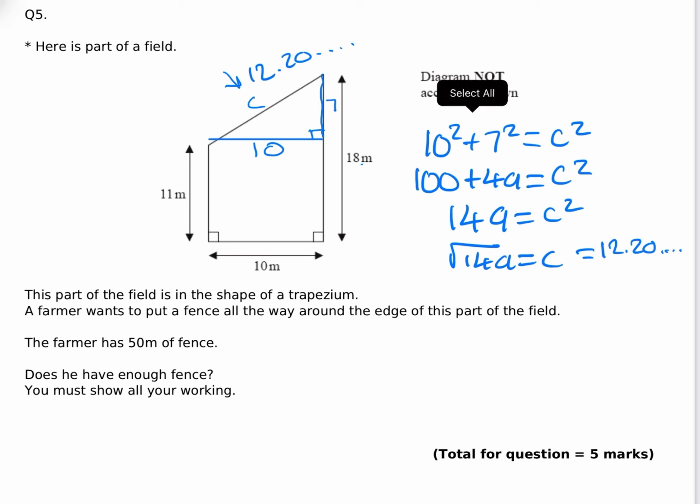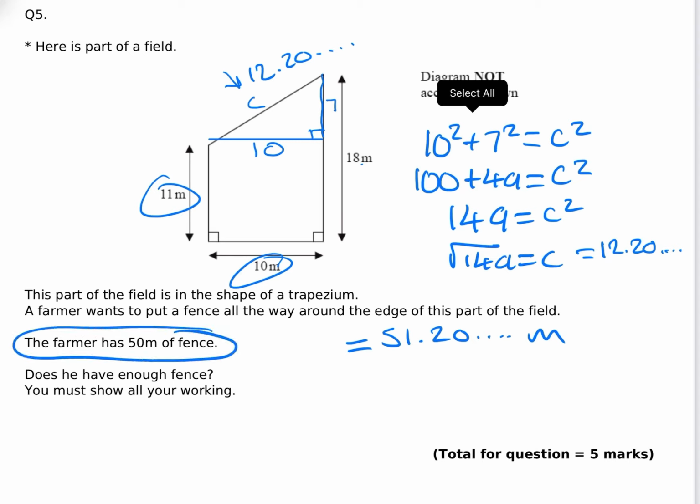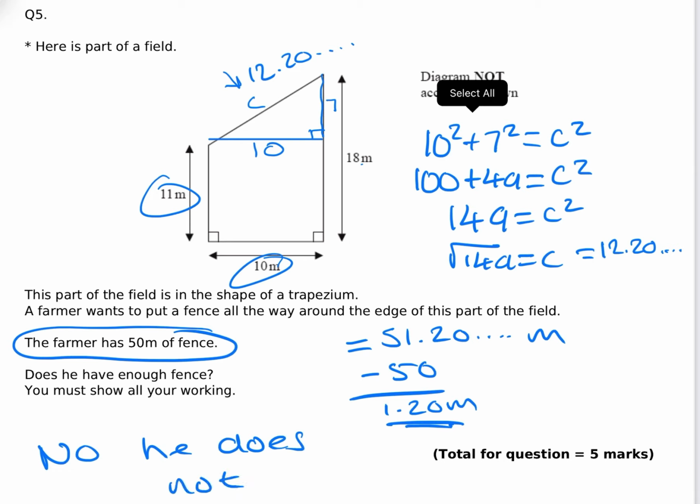Continue. So now I know that that length is 12.20. I can add 11 to that. I can add 10 to that. And I can add 18 to that. And I get the perimeter of this field is 51.20 meters. Well, if the farmer only has 50 meters, he needs another 1.20 meters. So does he have enough? No, he does not. And it's by 1.20 meters. And that is just another problem solving question when it comes to Pythagoras.